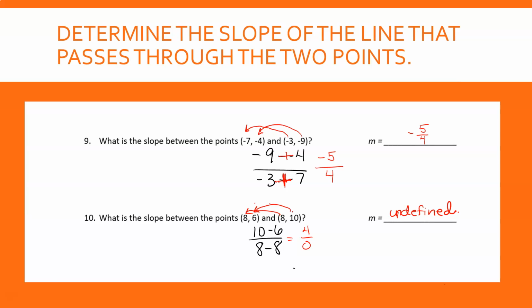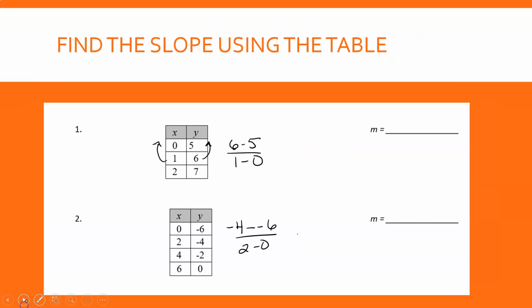All right, let's move on to the next type, and that would be finding slope from a table. I kind of think these are easier because you just take the y's, the 6 minus 5 over 1 minus 0. So that is 1 over 1, which gives you 1. So here I'm going to take -4 minus -6 over 2 minus 0. This becomes plus. So -4 and 6 is 2 over 2, another 1. Yep, 2 ones in a row.